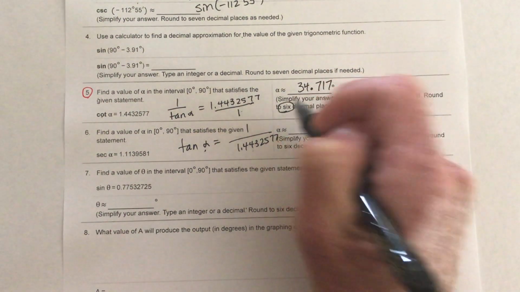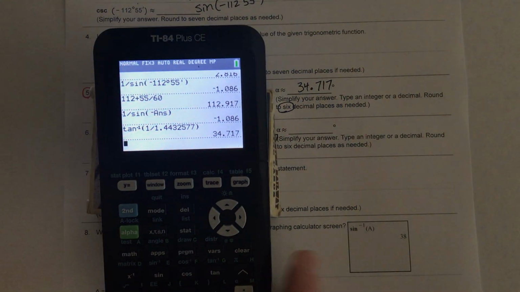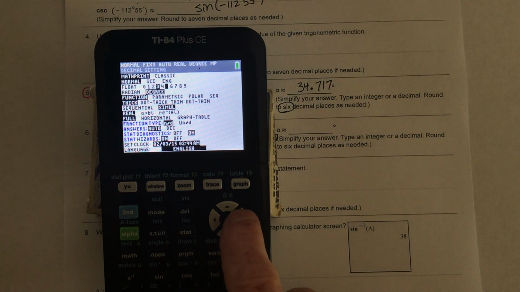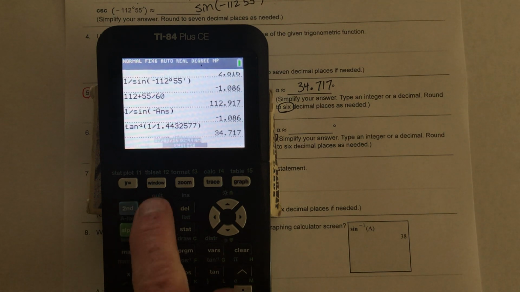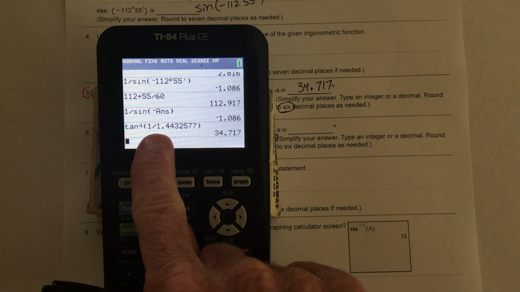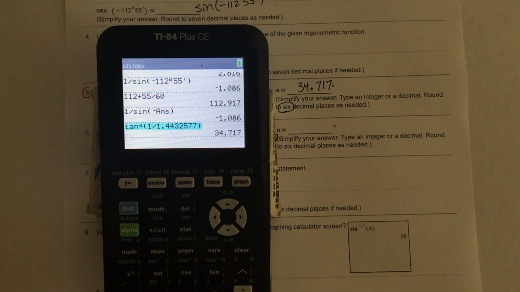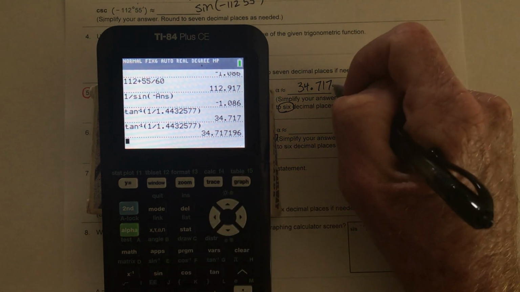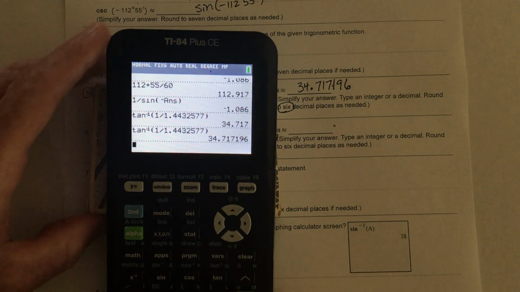Now they said to use 6 decimal places, so what I'll do is just go to mode, change the float to 6 decimal places, and redo this. Well, I don't feel like typing it again, so I'm just going to go like this and get a screen grab of the same thing. And so it would be 717 and then 196 going to 6 decimal places.